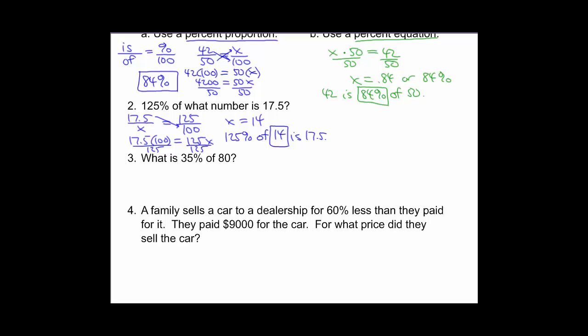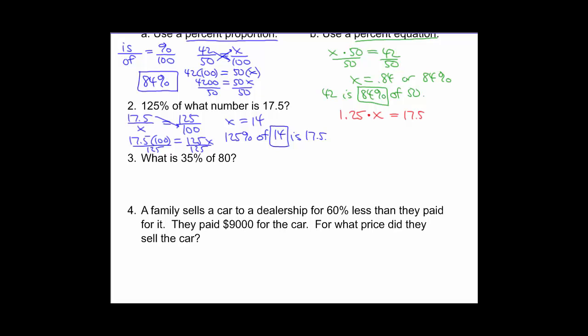by the percent equation method, we would translate the words directly into math symbols. So 125% would become 1.25. 100% would be 1, so this is more than 100%, so it would be 1.25. Of means to multiply, so 125% times what number, that would be our x, is 17.5. That's a multiply, not a subtract there.